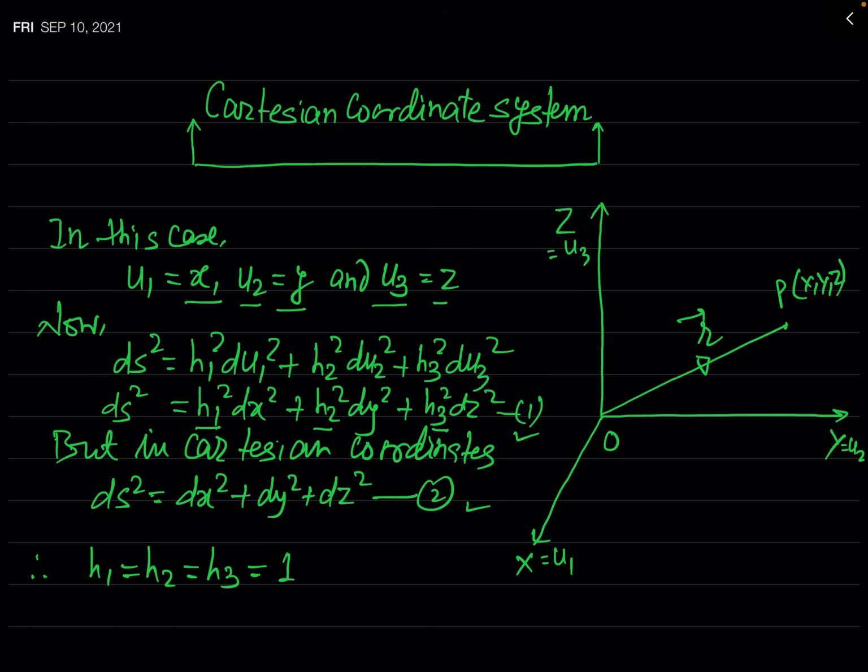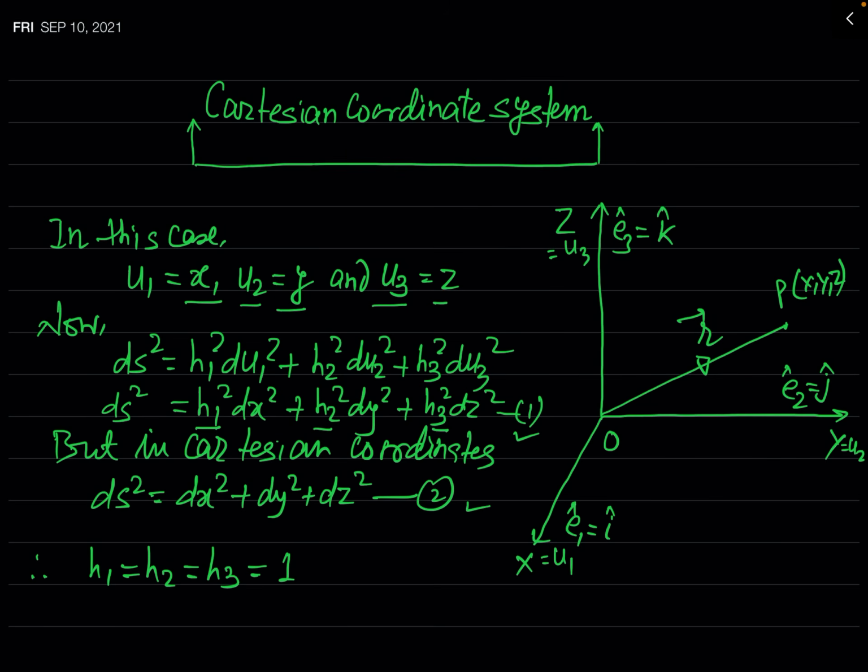Now in Cartesian coordinate system, the unit vector e1 hat is generally denoted by i hat. The unit vector e2 hat is denoted by j hat in general, and e3 hat is denoted by the symbol k hat. So we will also replace e1, e2 and e3 by i, j, k.